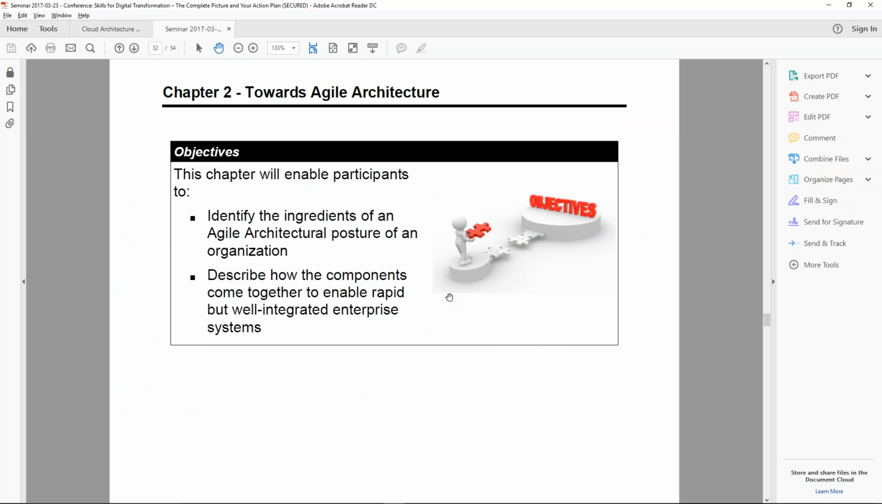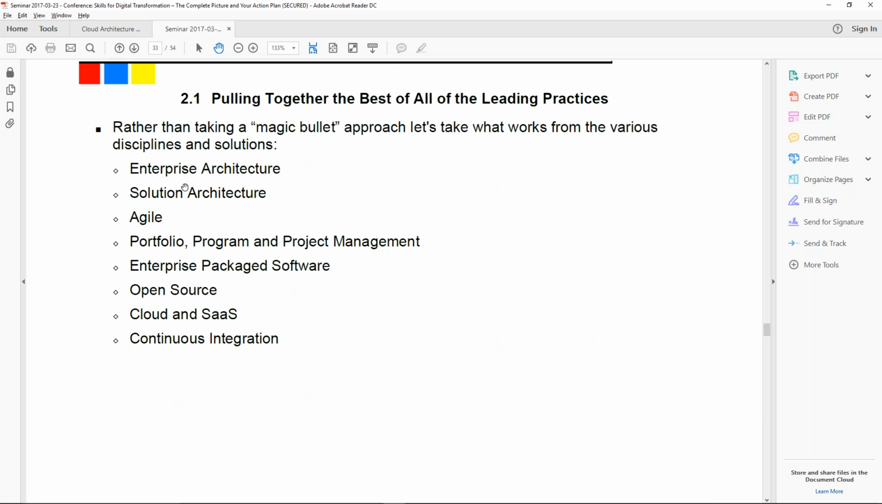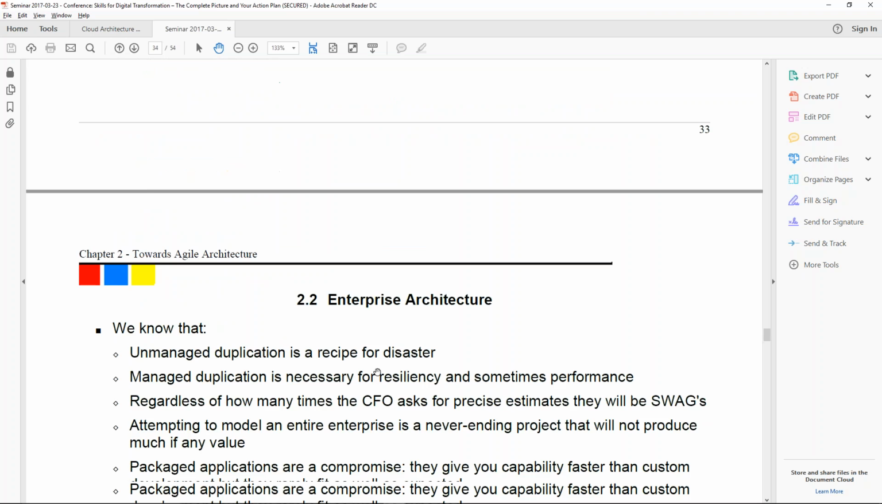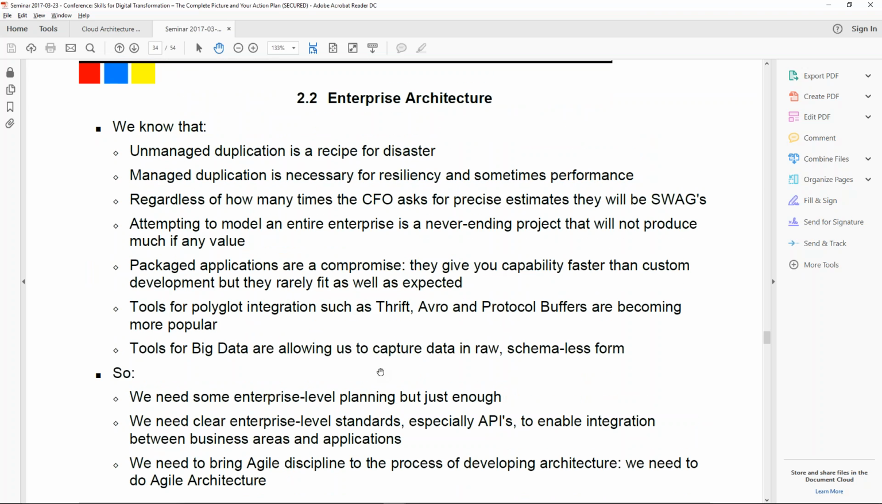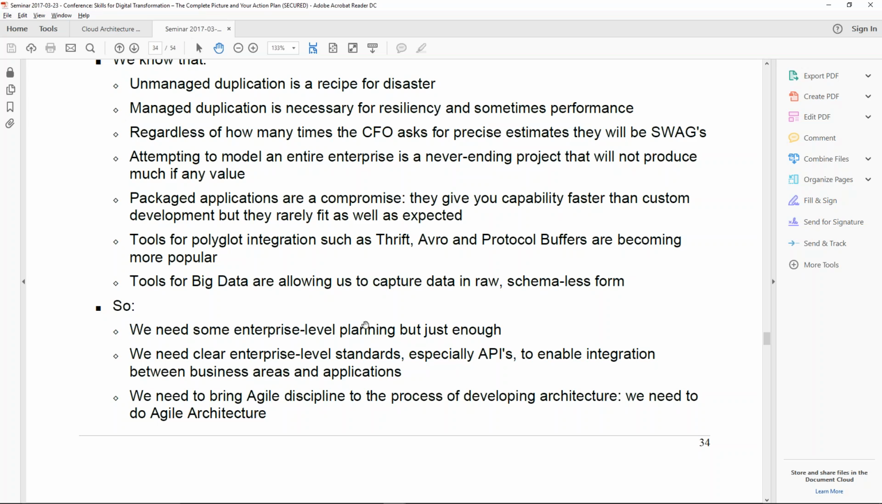Anyway, if you're going to do Agile architecture, you need to know a little bit more about what makes for well-integrated systems. Best of leading practices, we've got enterprise architecture, solution architecture, open source, continuous integration, lots of different pieces. How do we fit all of this together? Unmanaged duplication is generally a bad idea. If you duplicate stuff, then when you have to make a change, you have to make a change to every duplication. You fail, that's a problem. Managed duplication is not necessarily a bad thing.